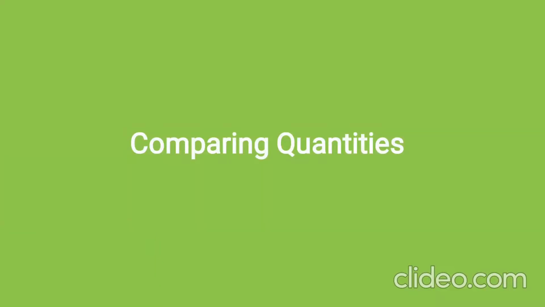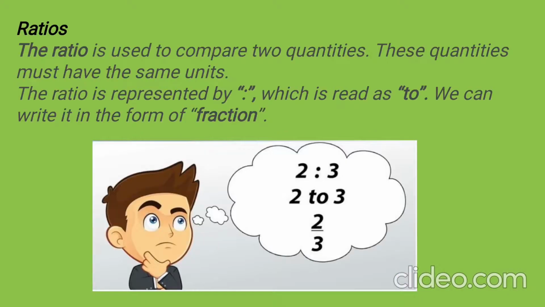Welcome to today's class of chapter Comparing Quantities. Well, let us start with ratios. The ratio is used to compare two quantities. These quantities must have the same units. The ratio is represented by "is to" sign, which is read as 'to'. We can write it in the form of a fraction.